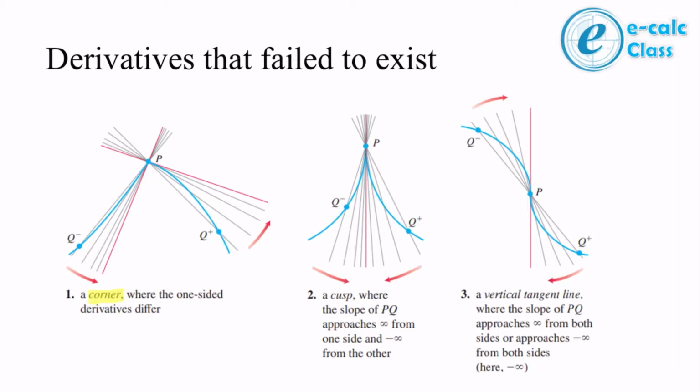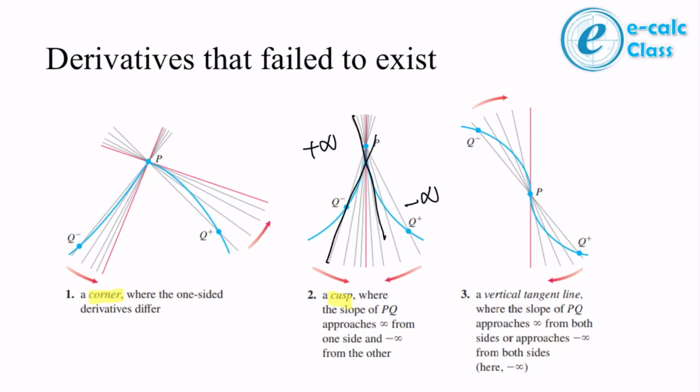Then the second condition that the derivatives fail to exist is when you have a cusp. Cusp means your slope from the left and from the right, one is towards positive infinity, one is towards negative infinity. Like in this diagram here, the slope from the right, the straight line is like this, so the slope on the right will approach positive infinity, am I right? Then from the left, the straight line is like this, so eventually the slope becomes negative infinity. And this is what we call a cusp.